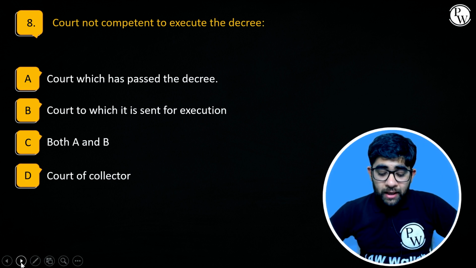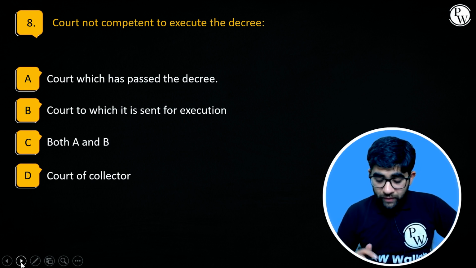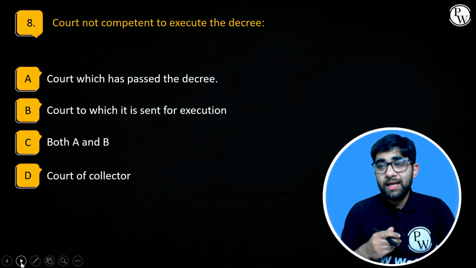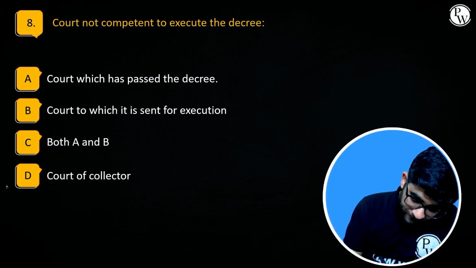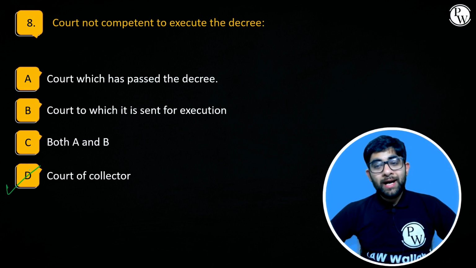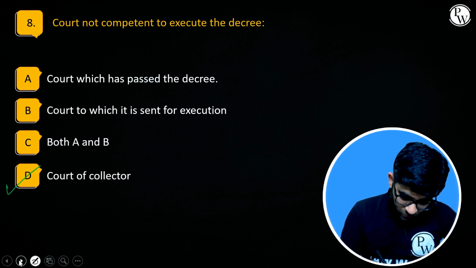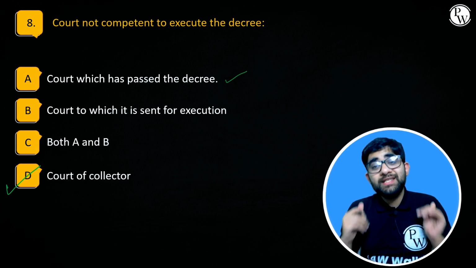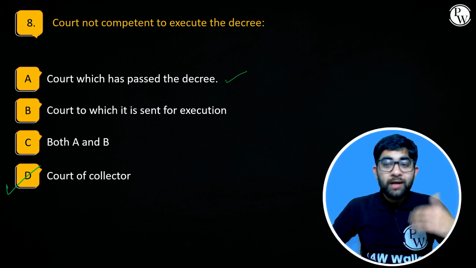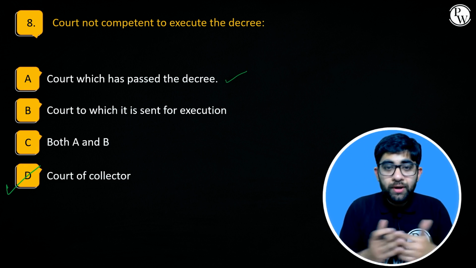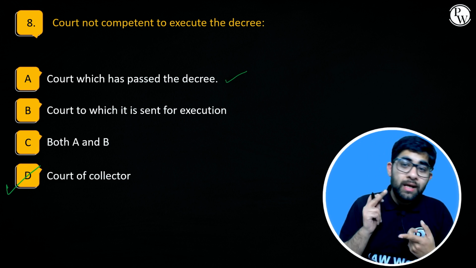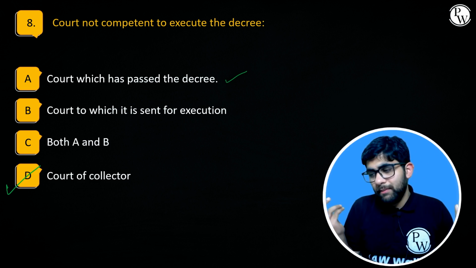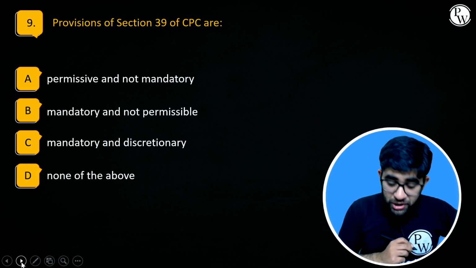Next, court not competent to execute the decree: court which has passed the decree, court to which it has sent for execution, both A and B, court of collector. Obviously, court of collector is the incompetent court and hence the right answer to this question. Again, the court which has passed a decree has the jurisdiction, as does the court to which it has sent for execution. It is like transfer of decree. C, both A and B, not an option. D is court of collector. Except court, no one has the power to directly execute the decree. It can be referred to them by the option in the discretionary power of the court.